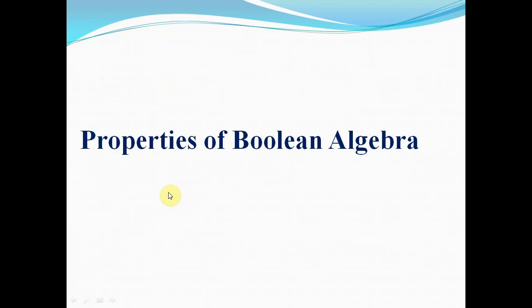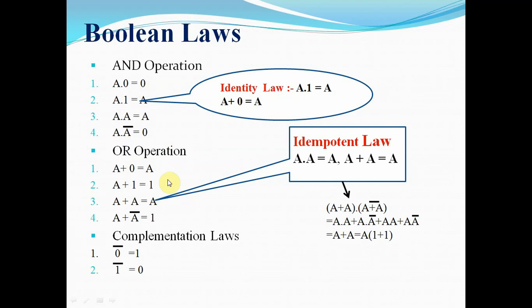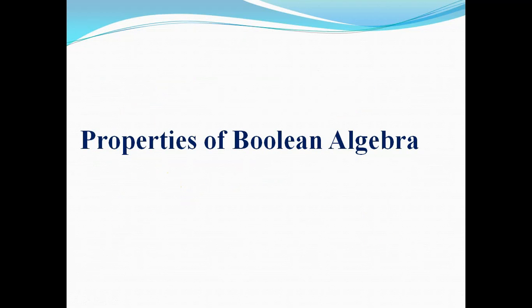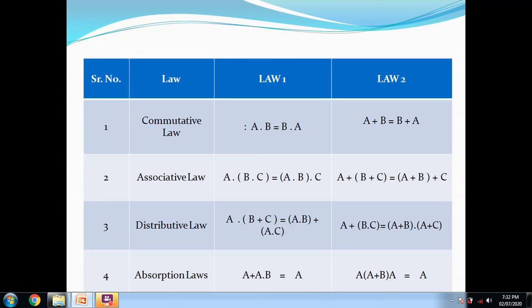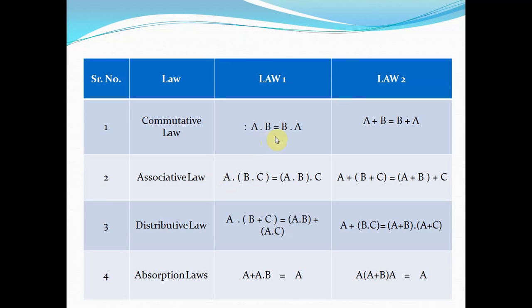Next, the second stage is properties of Boolean algebra. With the help of these different basic laws, we are able to find out Boolean properties. The first one is the commutative property, which is a into b is equal to b into a, and a plus b is equal to b plus a. This is called the AND law, and this is the OR law.